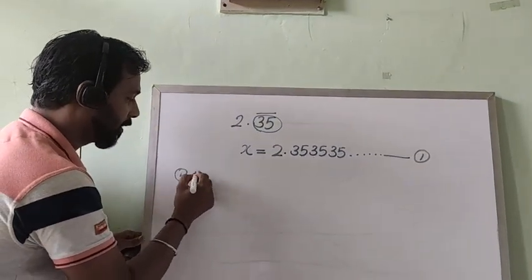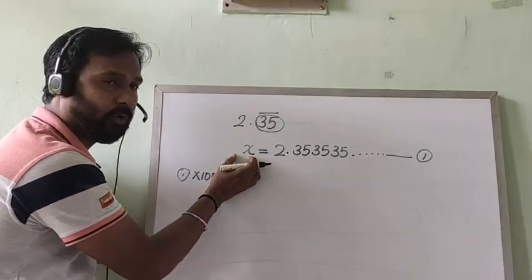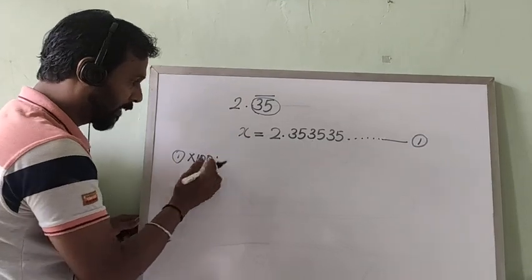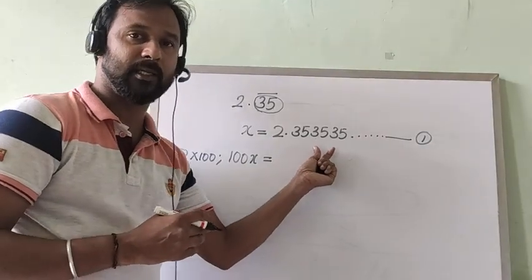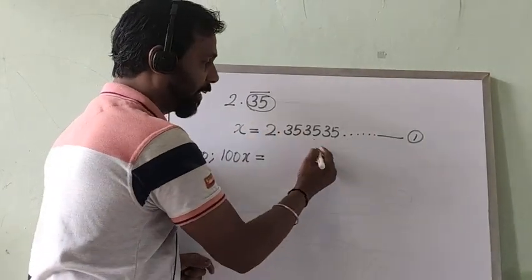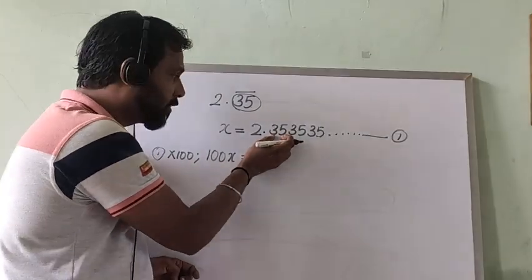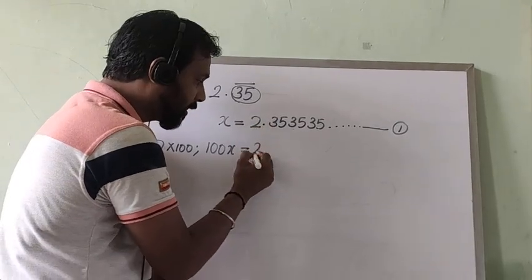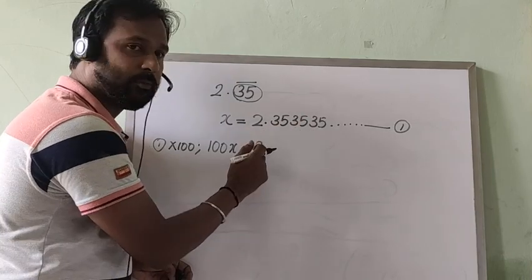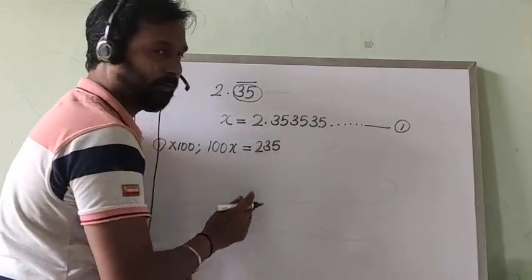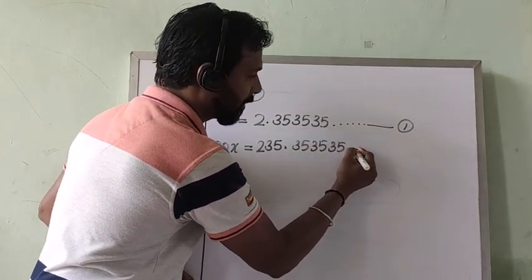So you multiply equation 1 by 100. When you are multiplying by a number, multiply both LHS and RHS. Multiply x by 100 means 100x, right, is equal to. Take care when multiplying the right side. We are going to multiply this decimal by 100. Since we are multiplying by 100, 2 decimals are going to jump to the left side. Already that 2 is there. Now this group of 2 decimals comes to the left side. This becomes 235, right? Point remaining 35, 35, 35, etc.